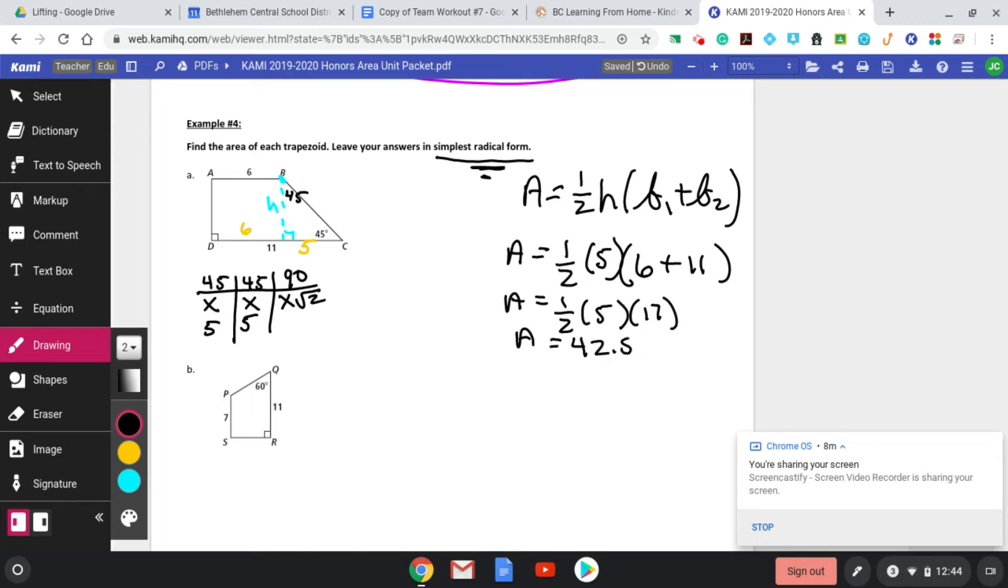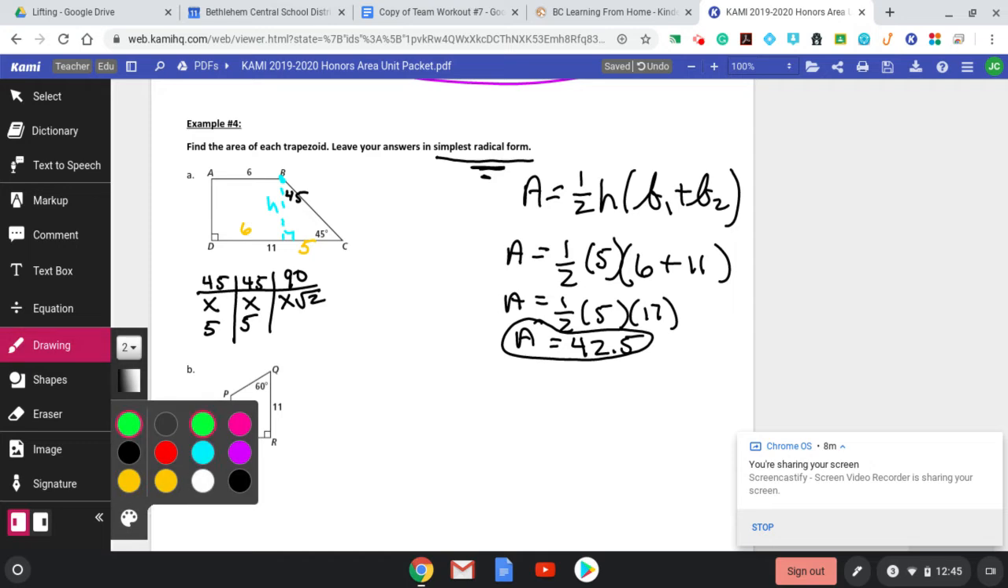And there's no units. So if there's no units, I don't expect you to put any on your answer. All right, 42.5. Now real quickly, if you want to avoid memorizing this formula, here's a way around it if you're interested. If not, then keep using the formula.